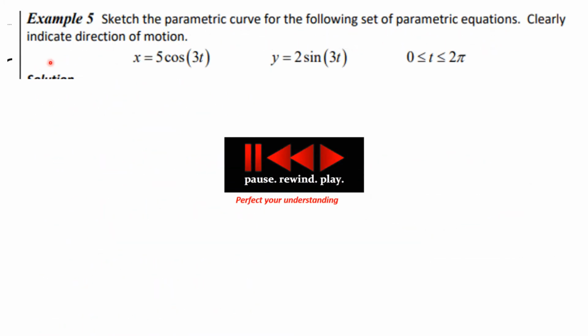Here's yet another example. So we want to sketch the parametric curve for the following set of parametric equations and clearly indicate the direction of motion. So in this case, we're letting x equal 5 cosine of 3t, y is equal to 2 sine of 3t, as t runs from 0 to 2 pi. You know what to do. Let's see how you did.